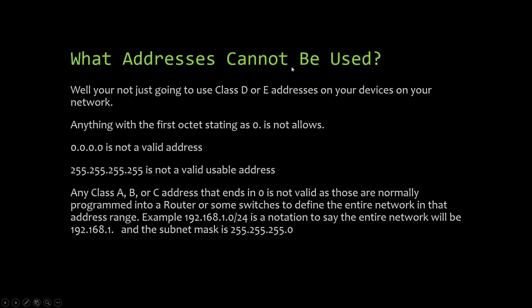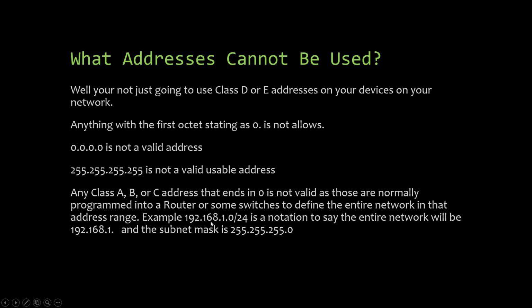So why can't some addresses be used? Well, you're not just going to use the Class D or Class E addresses on your devices on your network. Anything with the first octet starting at 0 is not allowed. 0.0.0.0 is not a valid address. 255.255.255.255 is not a valid usable address because that is used for broadcasting. Any Class A, B, or C address that ends in a 0 is not valid, as those are normally programmed into a router or some switches to define the entire network that will be in the address range.